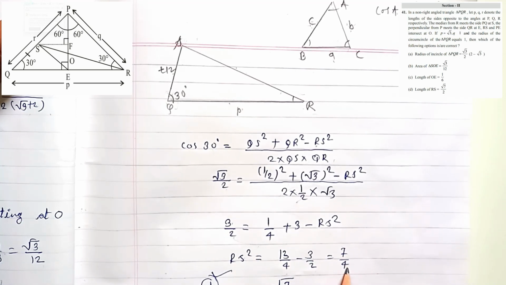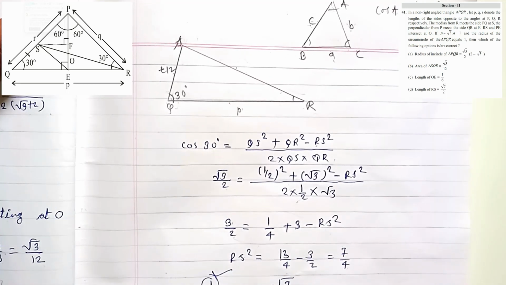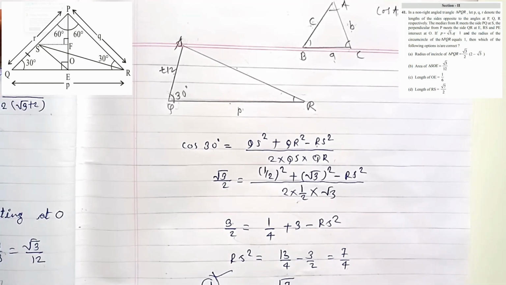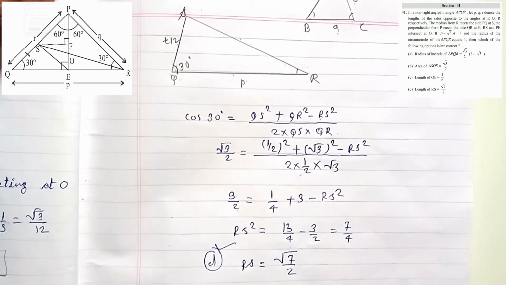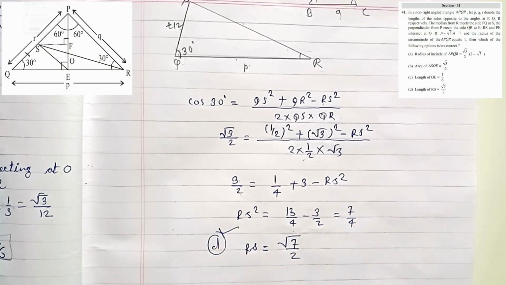Always remember, this is a square. We want the value of RAS. If you only check RAS square, then your answer comes out wrong. So RAS square is 7 by 4, so RAS is equal to root 7 by 2, which is given in option number D. Length of RAS is root 7 by 2. So option D is also correct.